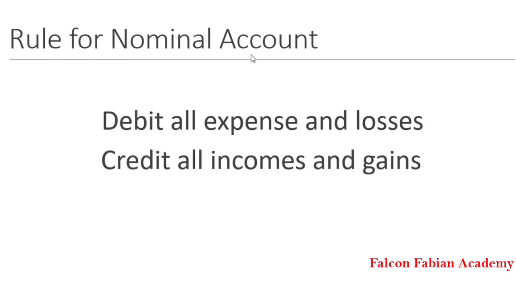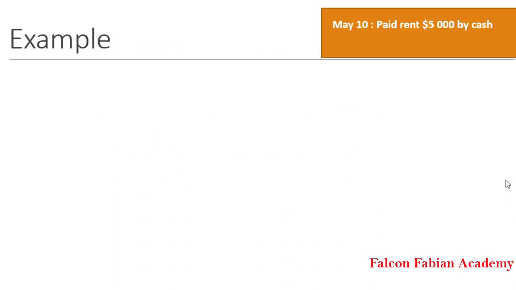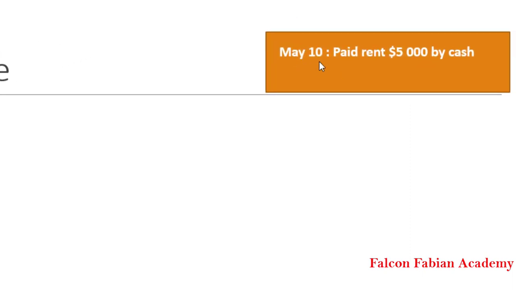Now let's have a look at the rule for nominal account. It says debit all expenses and losses and credit all incomes and gains. And where can you find the meaning of these terms? That you can watch in the video, the link of which is provided in the description box. So debit all expenses and losses, credit all incomes and gains. Now let's take a transaction and apply the rule for nominal account. So on May 10th, the business paid rent $5,000 by cash.